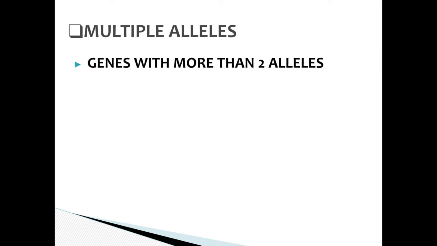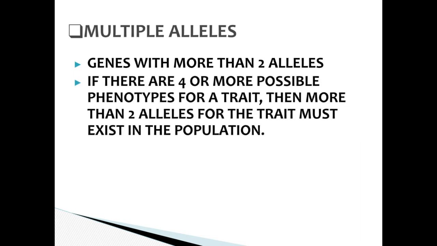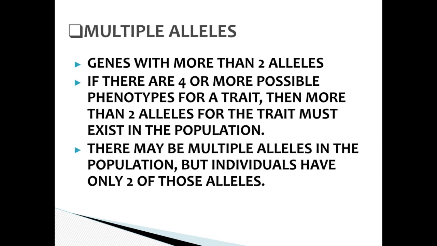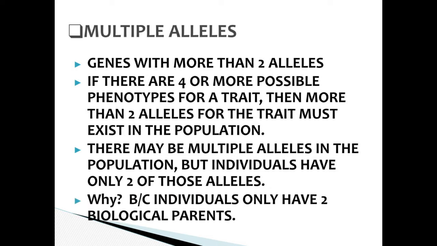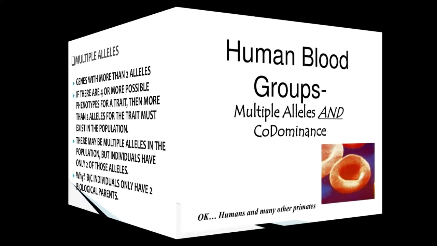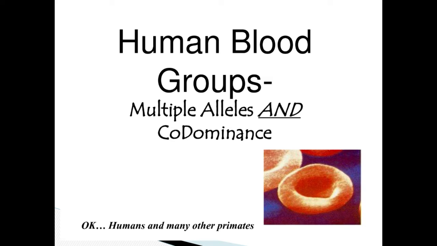Multiple alleles refer to genes that have more than two alleles. If there are four or more possible phenotypes for a trait, then more than two alleles have to exist in that population. However, individuals are only going to have two of those alleles because they have two parents. Human blood groups show multiple alleles and codominance.